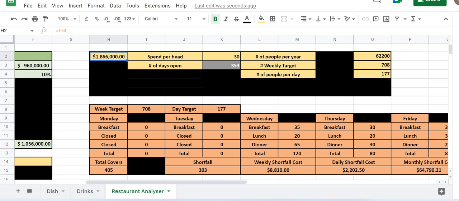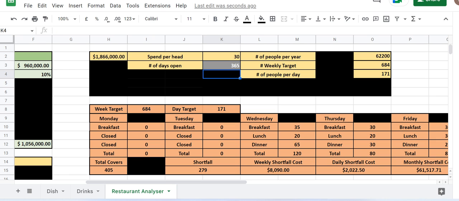Obviously, it doesn't need to be the same people. You've got regulars, they are counted as well. But effectively, you need to have 62,200 transactions of $30 to get your target. And here you write your number of days that you open.